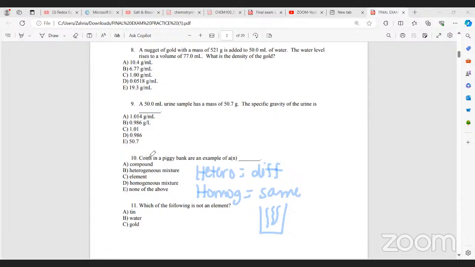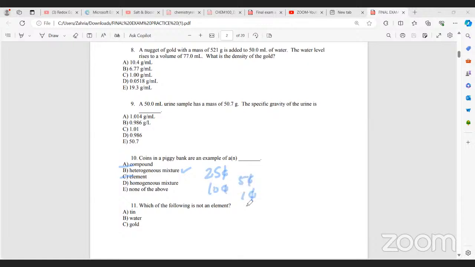So when we talk about coins in a piggy bank, we're simply saying what? We know it's not a compound and we know it's not an element. Coins in a piggy bank are an example of a heterogeneous mixture. And why? Because you got quarters, you have dimes, you have nickels, you have pennies. So you have different types of coins in your piggy bank.